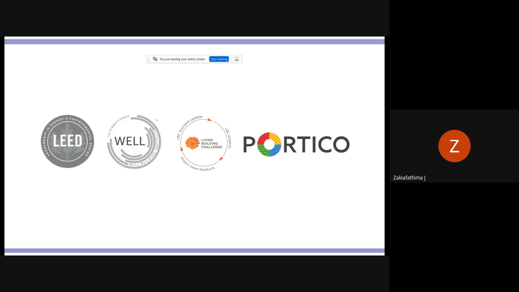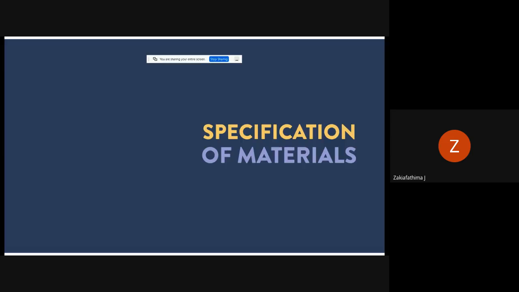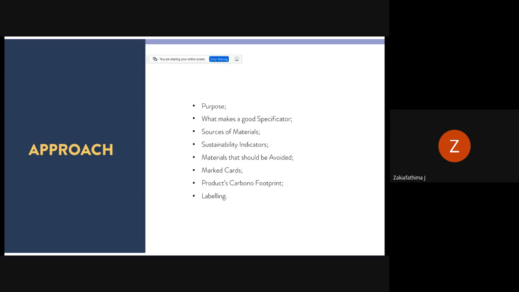Okay, so now we'll start with specification of materials: how I choose a material based on its sustainability. So, the approach we take for choosing a sustainable material.